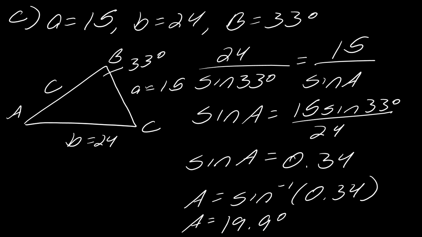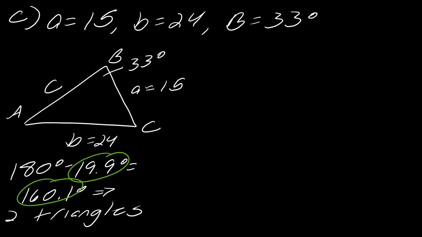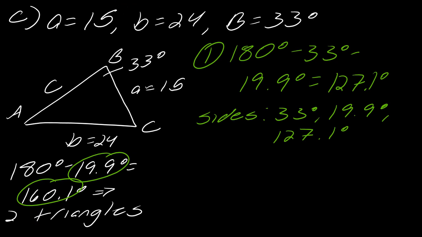Okay, so now I have to do that 180 thing. I take 180 minus 19.9 degrees, and I get 160.1 degrees. And so the question is, are there two triangles? I want to show you a couple different ways to get at this. Just logically, does it make sense that there could be two triangles?